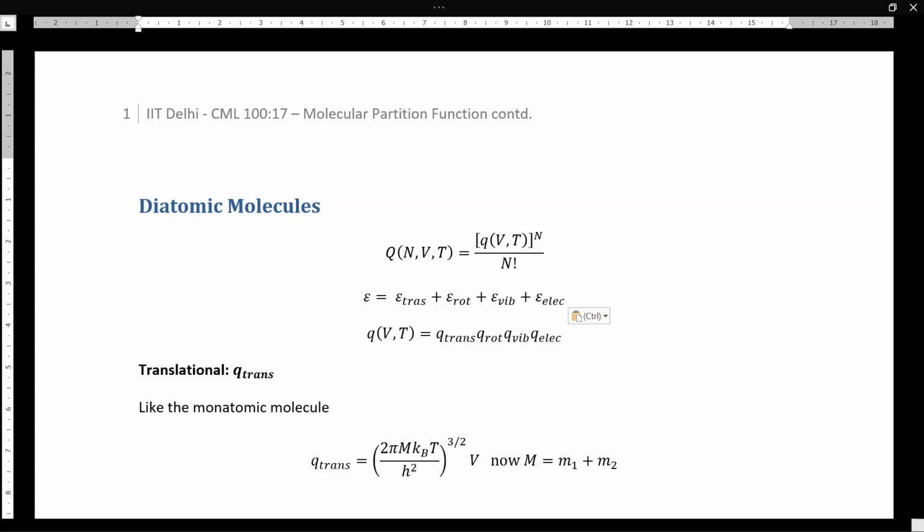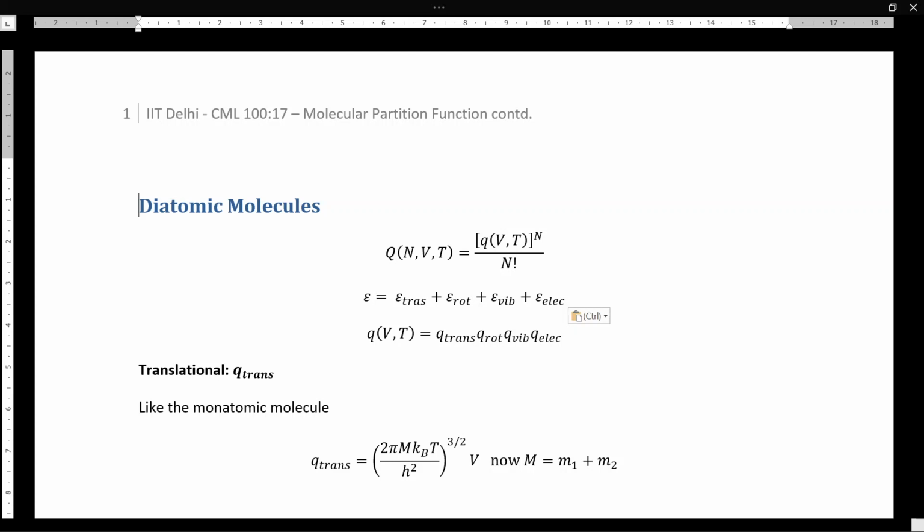The idea of this course is to give you an insight into how one can essentially evaluate or deduce these molecular partition functions, and from there go ahead and look at the thermodynamic properties. This is just to give you a flavor.